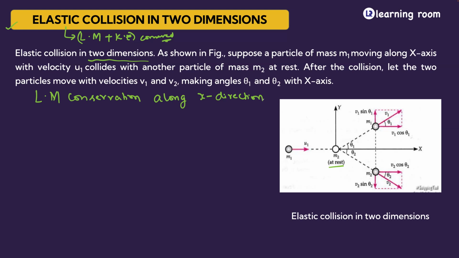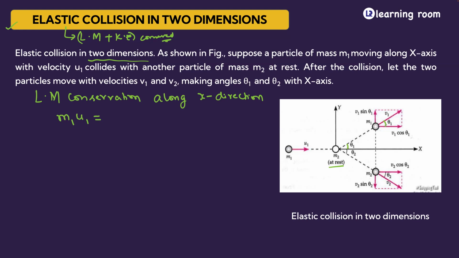So if I take it along x direction, tell me what is the equation I can frame. The initial linear momentum of the system is m1 u1 plus m2 into 0 because it is at rest, is equal to. Now tell me one thing. If the velocity of the first object is in this direction, the velocity can be resolved into 2 components. What are the 2 components? V1 cos theta 1 along the horizontal and V1 sin theta 1 along the vertical. Why is it so? Because if this is theta 1, this is also theta 1, right? Because they both are parallel lines.